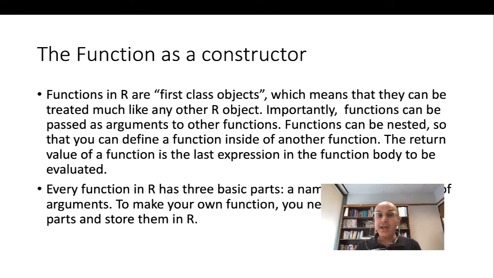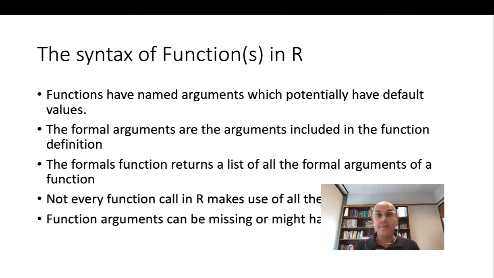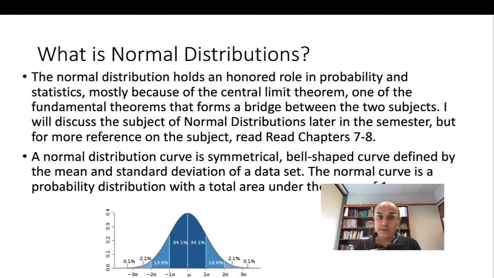Every function in R has three basic parts: a name, a body, and a set of arguments. To make your own function, you need to replicate those parts and store it in R. So the syntax in R for a function has to have a name, which holds an argument. The formal arguments are the arguments indicated in the function definition, and not every function call in R uses all formal arguments. So again, you need to be aware and sensitive to that.